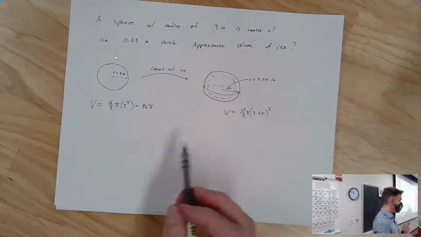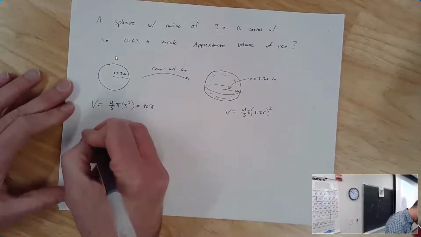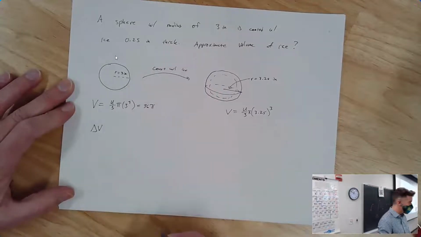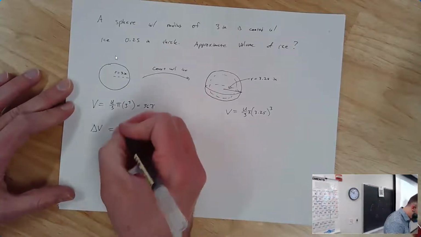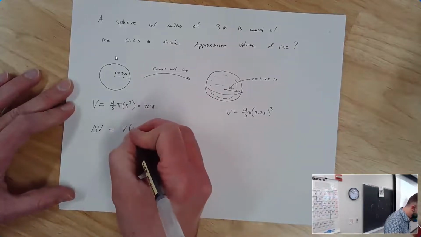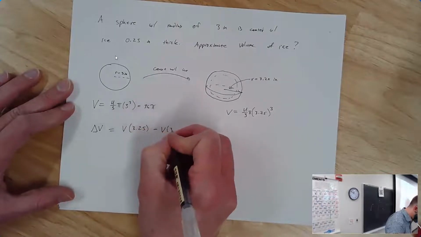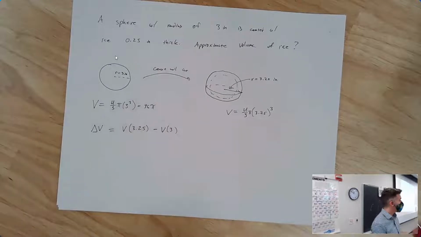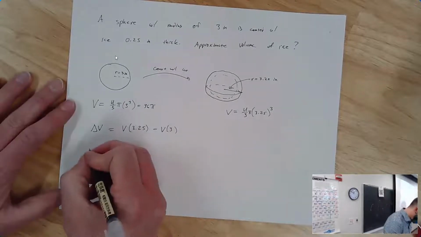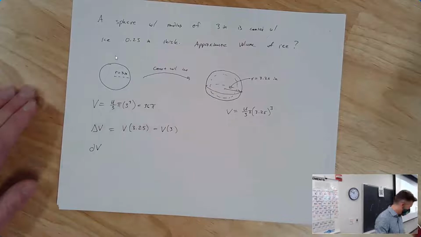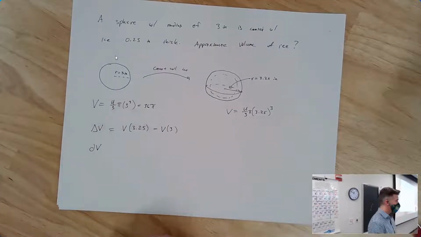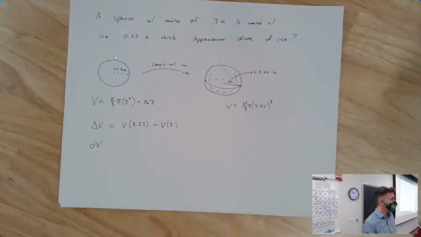But again, that's not the point, right? We're not actually trying to calculate the change in volume, which would be the volume evaluated at 3¼ minus the volume evaluated at 3. We're trying to approximate that. So we're going to find dV, the differential. And again, we're always thinking about calculating this as the derivative times the change in the independent variable.